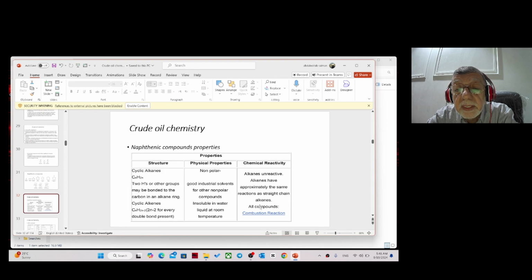The physical properties of naphthene: it is non-polar. A good industrial solvent for other non-polar compounds, insoluble in water, liquid at room temperature. Alkane is unreactive because it is saturated. In naphthene, there is alkane and alkene. When there is a double bond, we call it alkene. So alkene is reactive, but alkane is not reactive. All compounds undergo combustion reactions like other compounds.